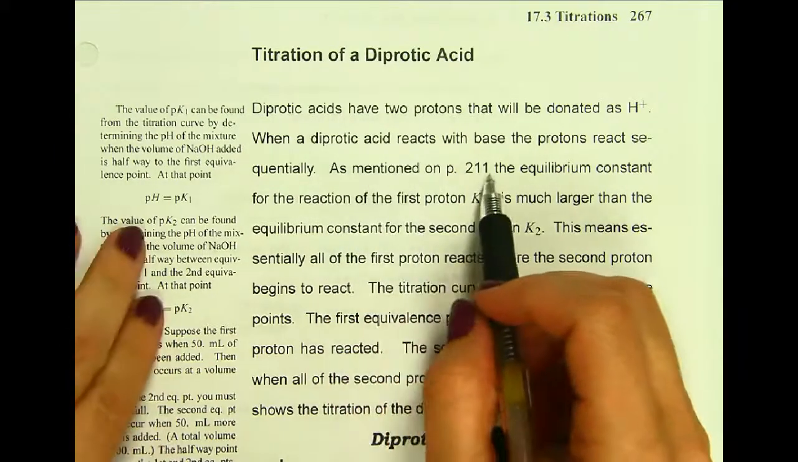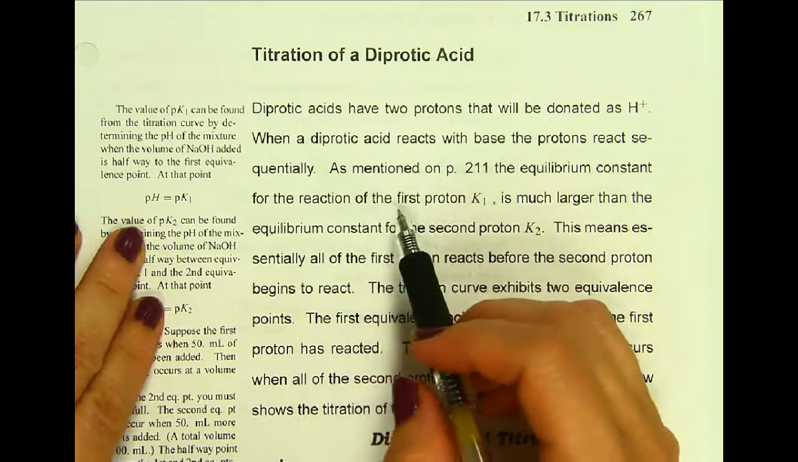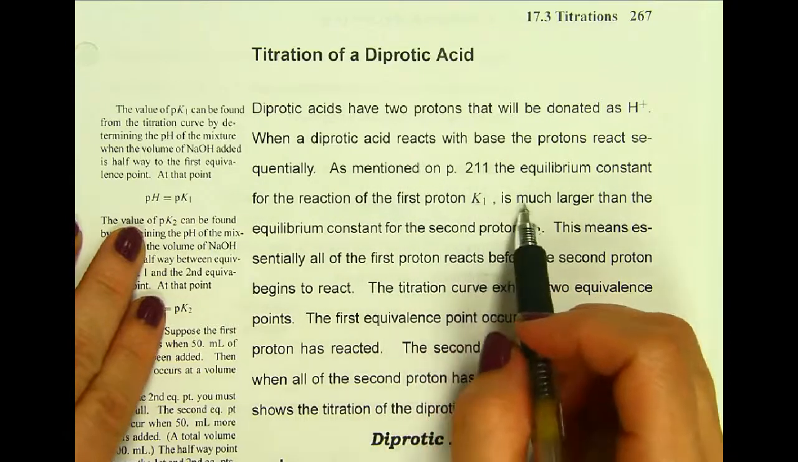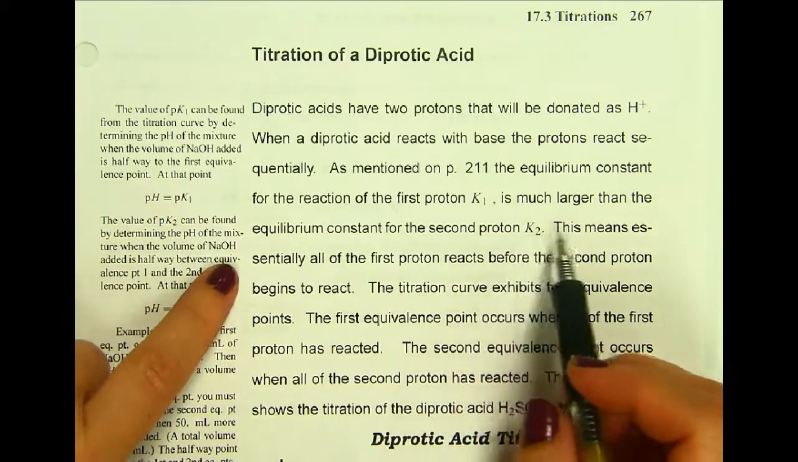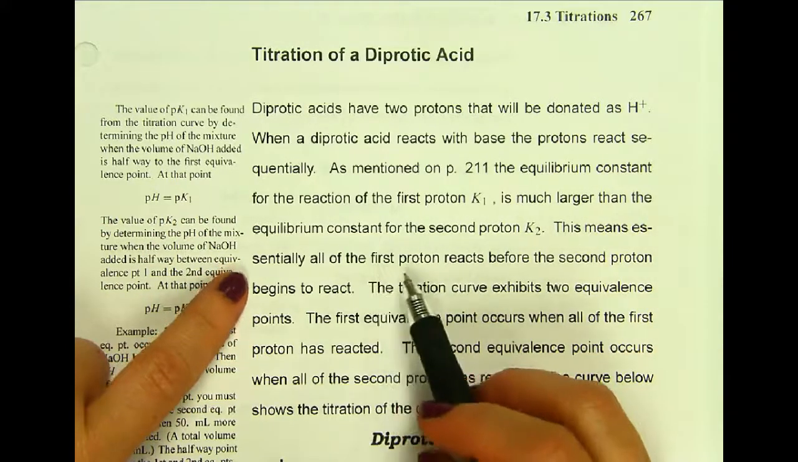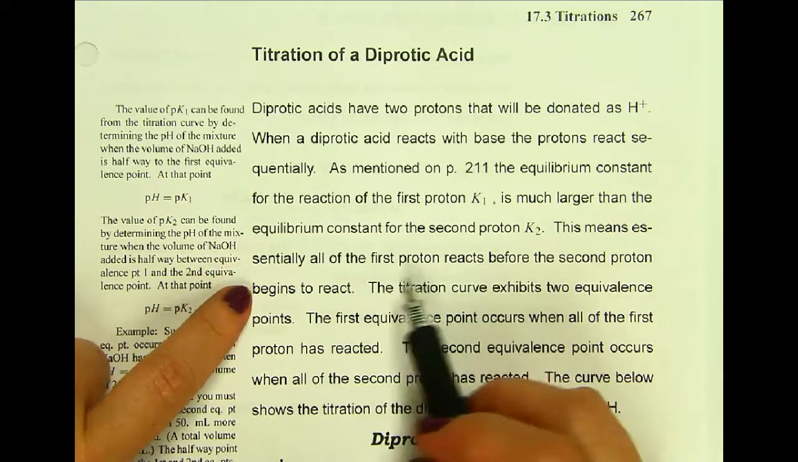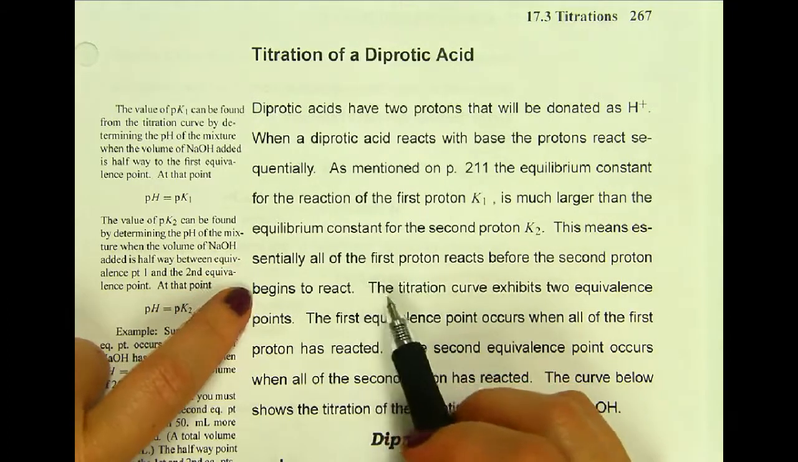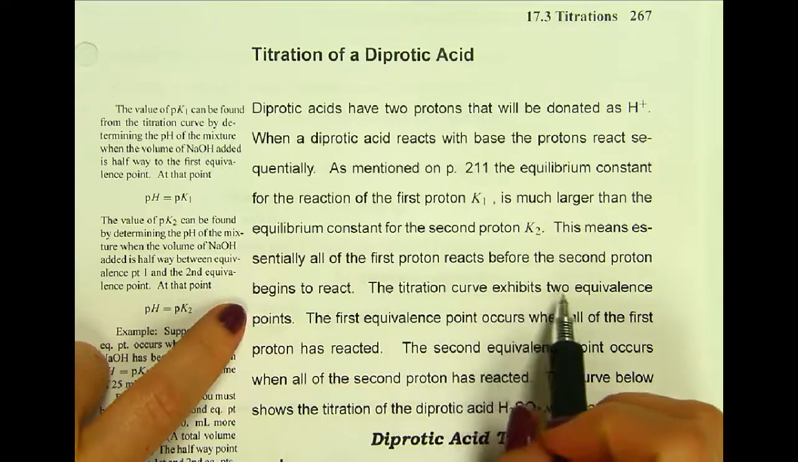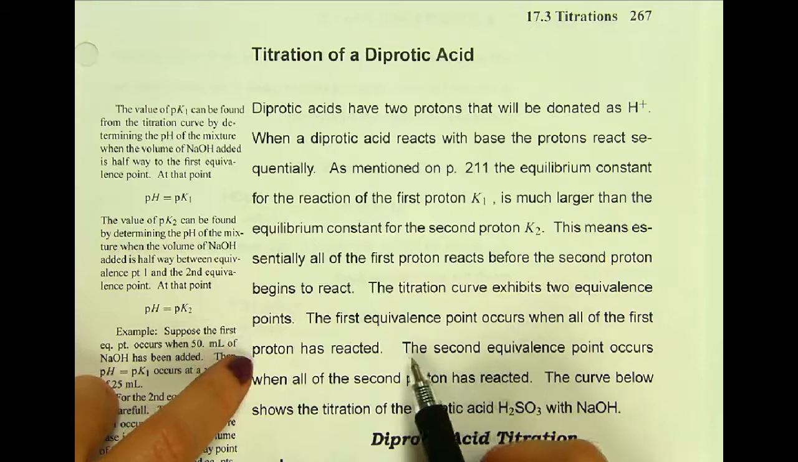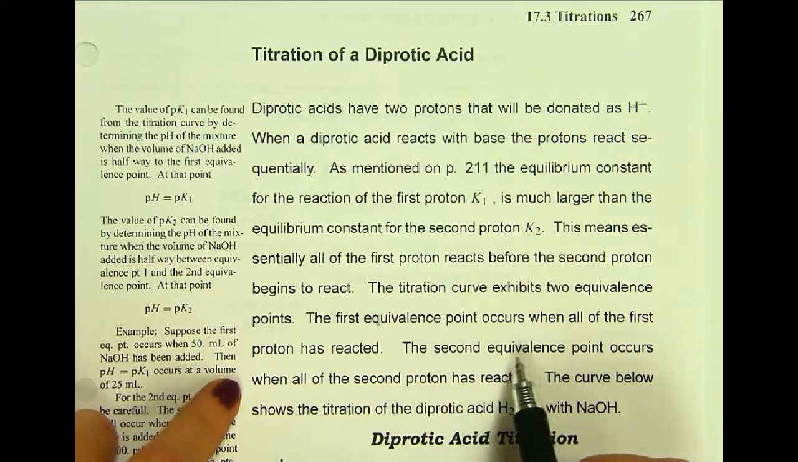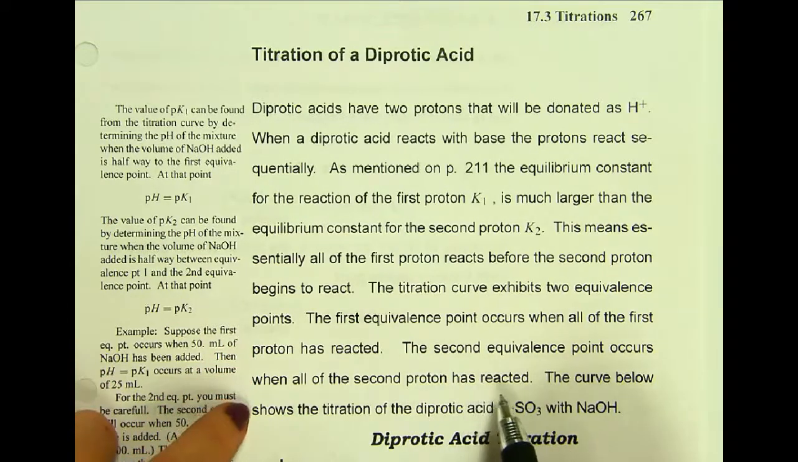As mentioned on page 211, the equilibrium constant for the reaction of the first proton, K1, is much larger than the constant for the second, K2. This means essentially all the first proton reacts before the second proton begins to react. The titration curve exhibits two equivalence points. The first equivalence point occurs when all of the first proton is reacted, and the second equivalence point occurs when all of the second proton has reacted.